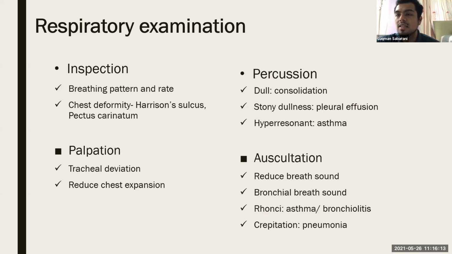Next is percussion. For example, dullness is suggestive of consolidation, stony dullness indicates pleural effusion, and hyperresonance is found in a chronic asthma patient. Next is auscultation. Is there any reduced breath sound or presence of bronchial breath sound? A patient with asthma or bronchiolitis can have rhonchi, and crepitations are suggestive of pneumonia.